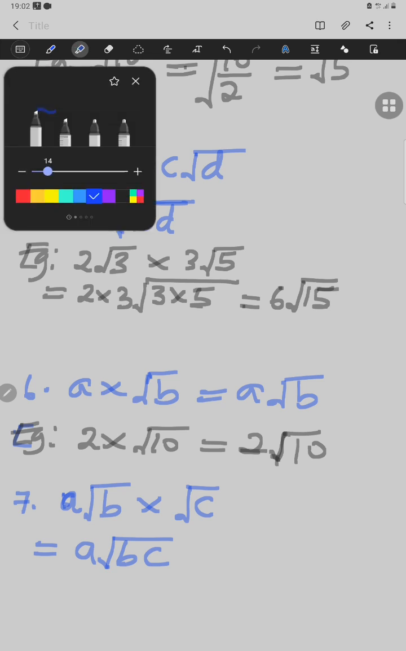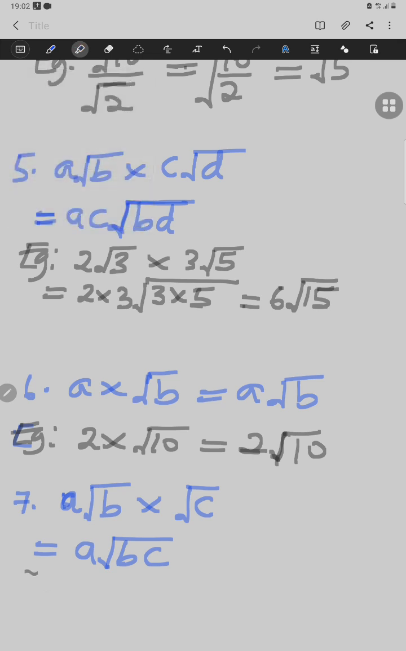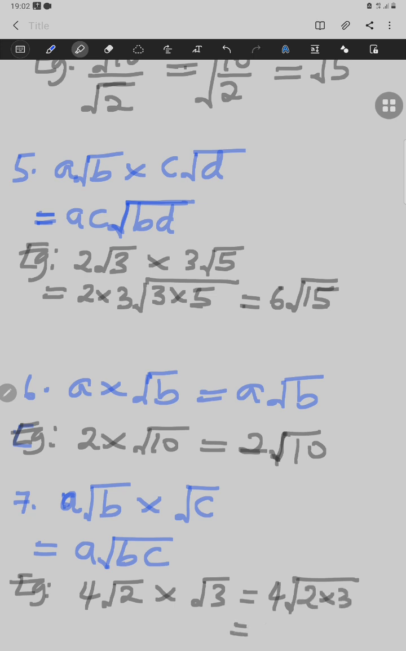So an example is when you have, let's say, 4 root 2 times, let's say, root 3. This is going to give us what? Of course, we are going to get 4 root of, 4 times 1, there is a 1 here, 2 times 3 all in one root. And we get 4 root of 6. Alright.